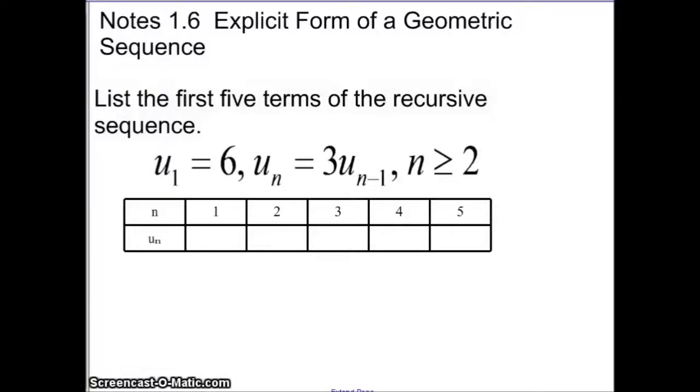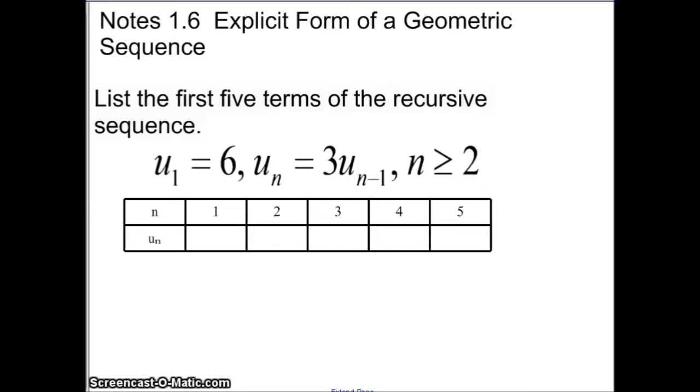This is pre-calculus, notes on 1.6, explicit form of a geometric sequence. Here I've got the recursive form of a geometric sequence, and I'm going to start out by using this recursive formula to find the first 5 terms.